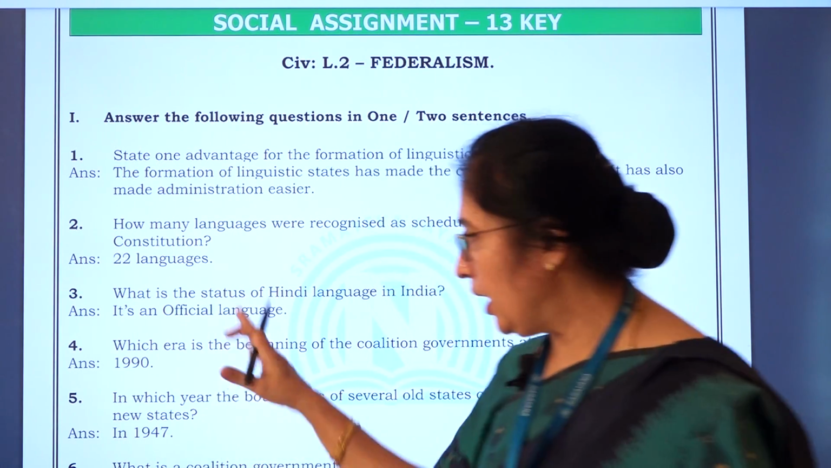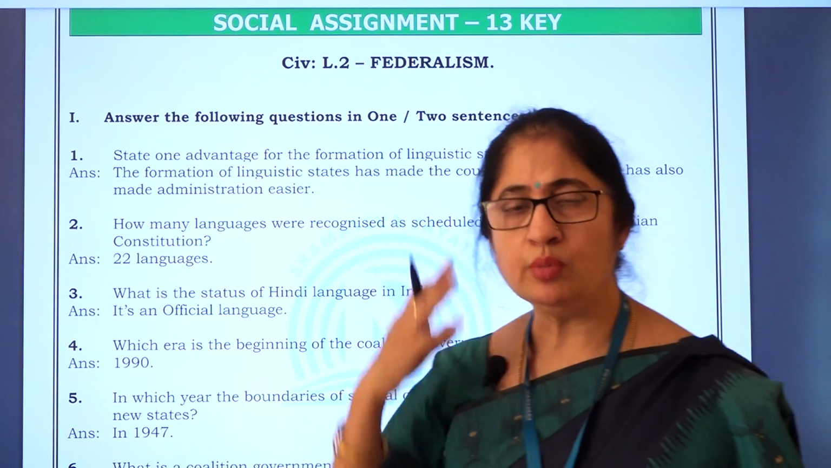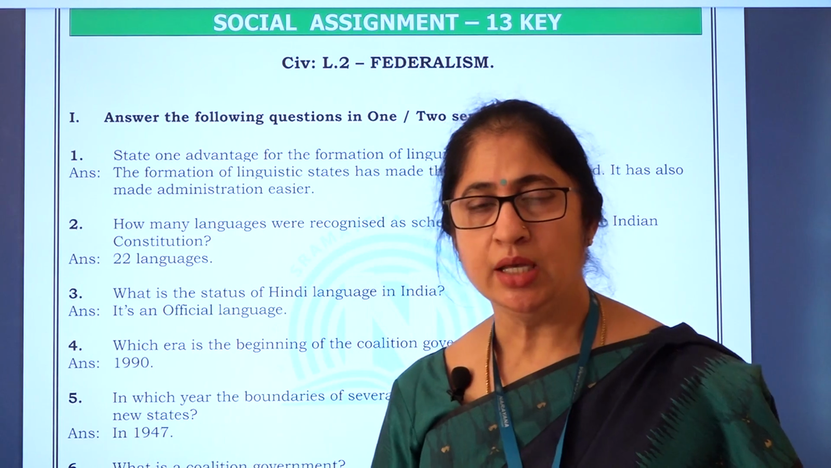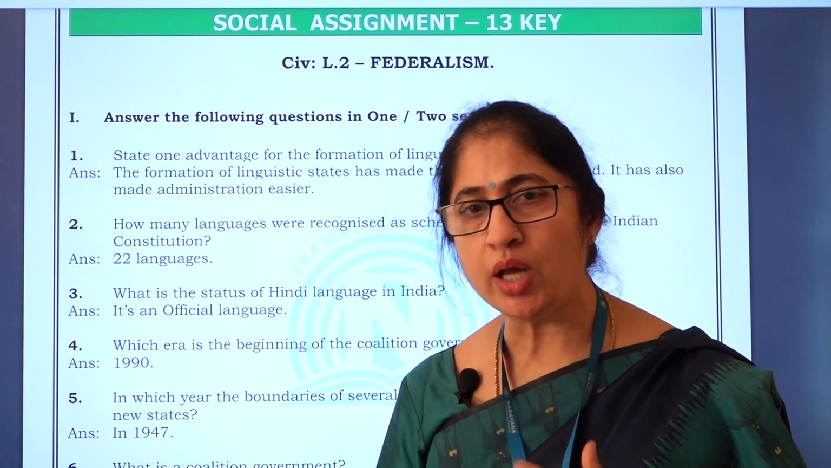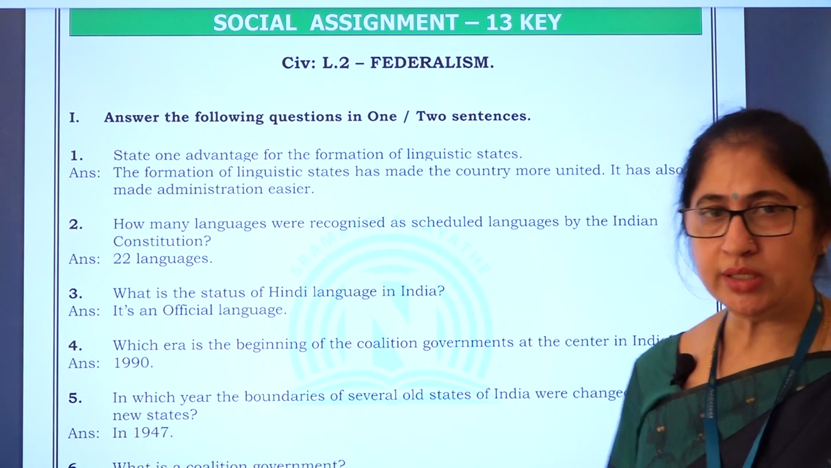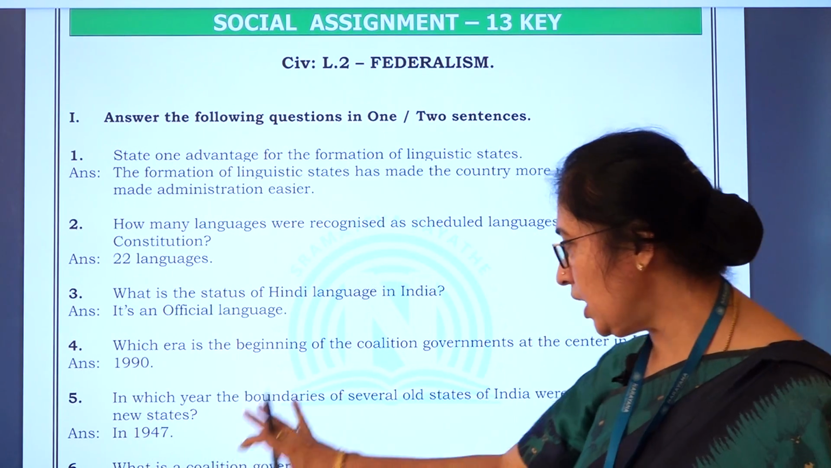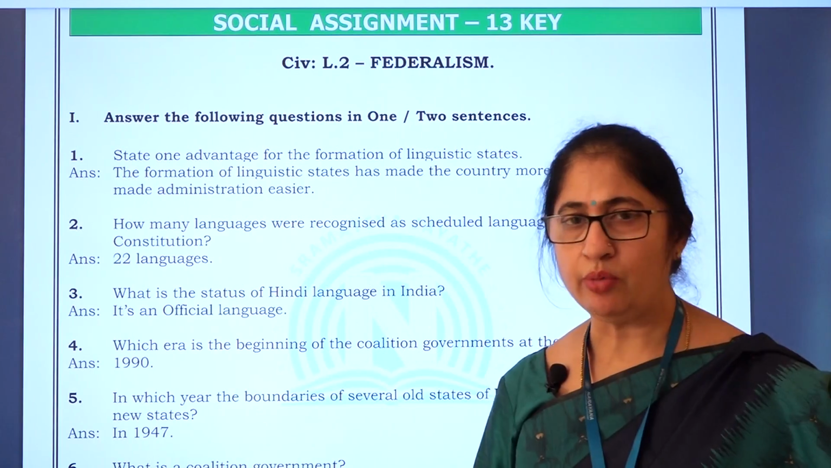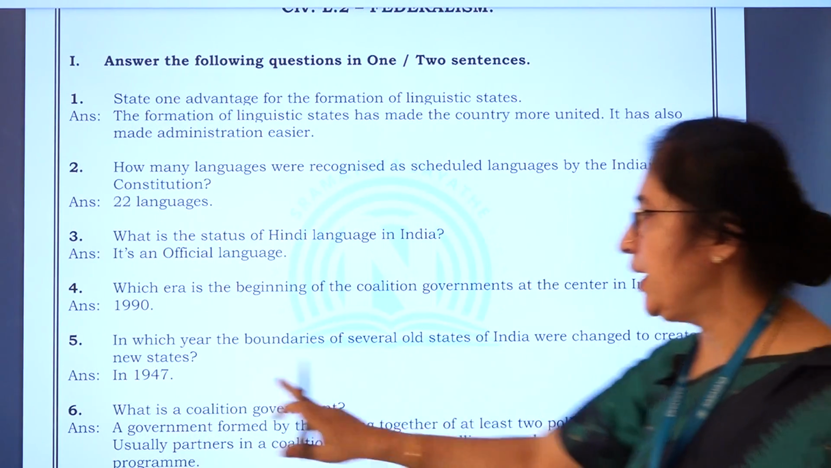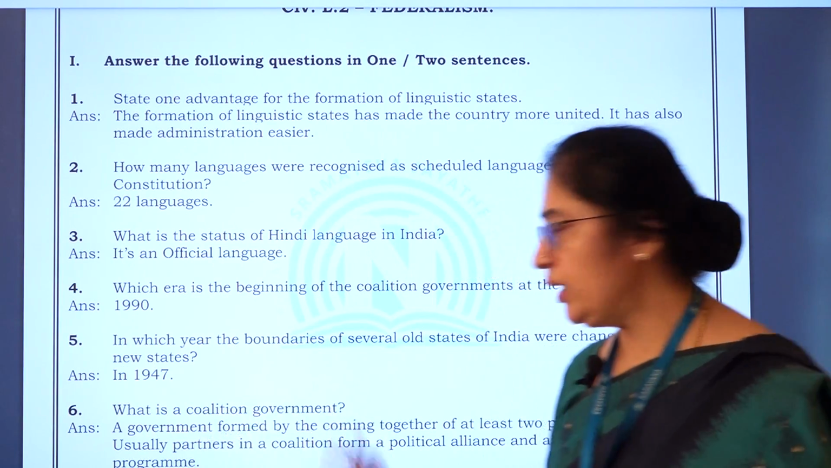So earlier they were all united, because we had so many princely states before independence. So all these princely states were reorganized as linguistic states. So 1947, that is why we can call it the boundaries of several states have been changed into the new states. What is a coalition government?